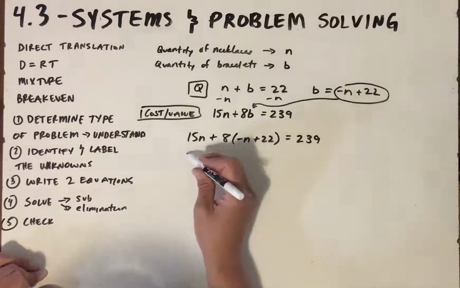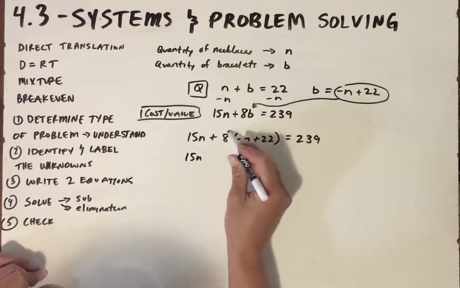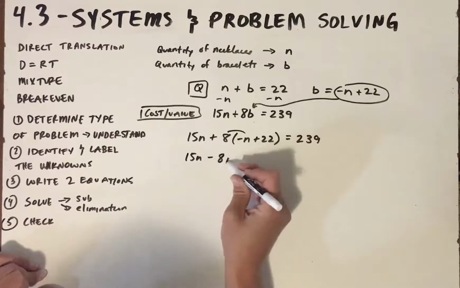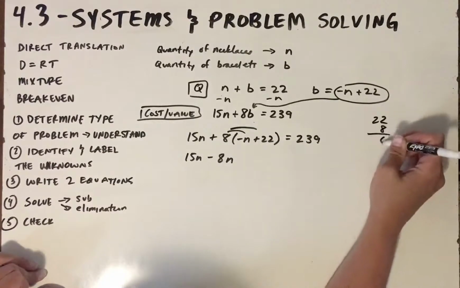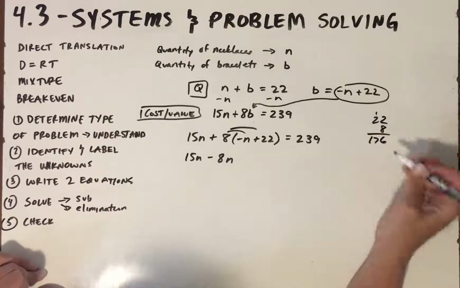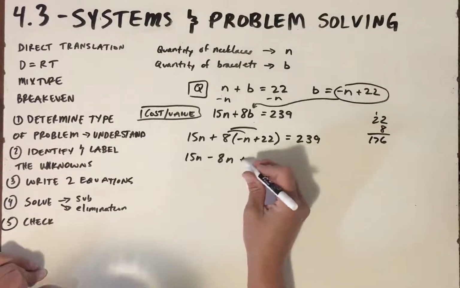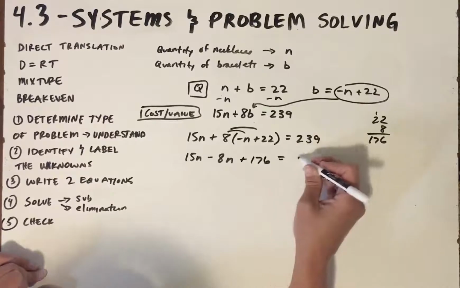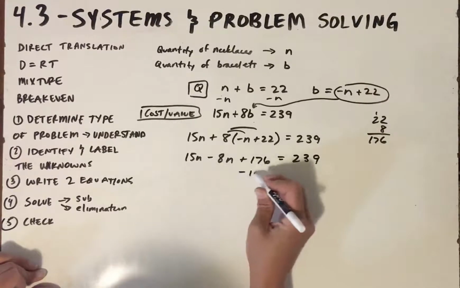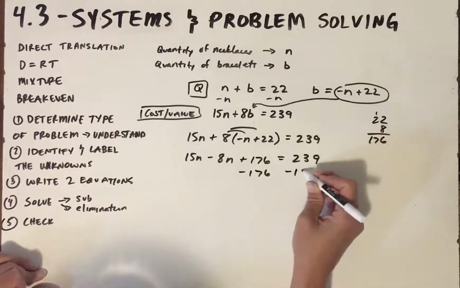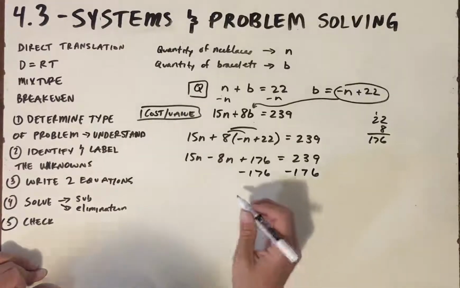So here I'm going to get that 15n, I've got to distribute here, minus my 8n, and distribute here. I don't have a calculator handy, so I'm just going to do this real quick. So we're going to get a plus 176 is going to be equal to a 239. I'm going to combine my n's and subtract the 176 to the other side. Sorry, the 176, good grief.